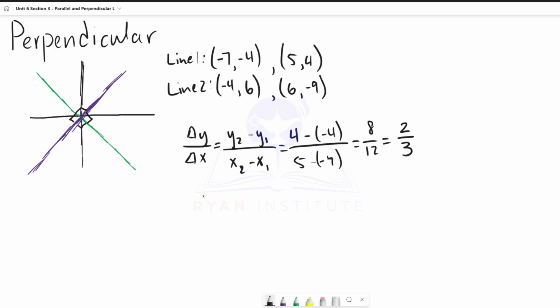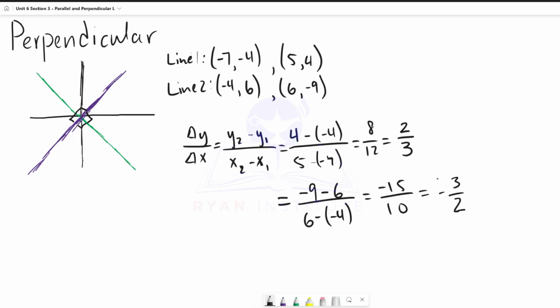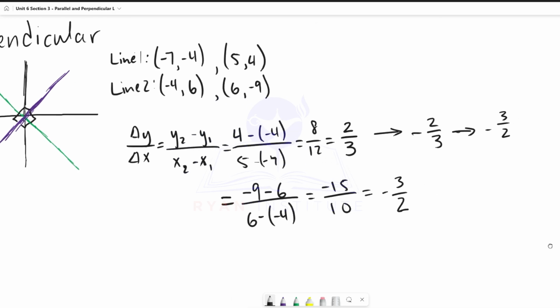Okay? Now let's take a look at line 2. Use the same equation here. This gives us -9 minus 6 over 6 minus -4. This equals -15 over 10, equal to -3 over 2. So as you can see, they are inverse reciprocals of each other, right? So if I take 2/3, I first make it negative, so -2/3, and then I flip it, or take the reciprocal of it. This now gives me -3 over 2. So they are perpendicular to each other.